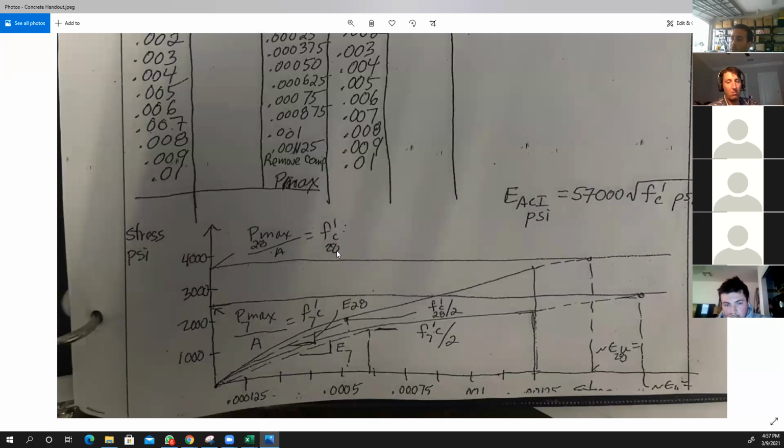This F prime C 28 stands for the compressive strength of the concrete sample at the end of 28 days. And you have F prime C over here, 7 days. And that's the maximum compressive strength that you get from the concrete sample at the end of 7 days. Once you enter the data points, you will have your curve.